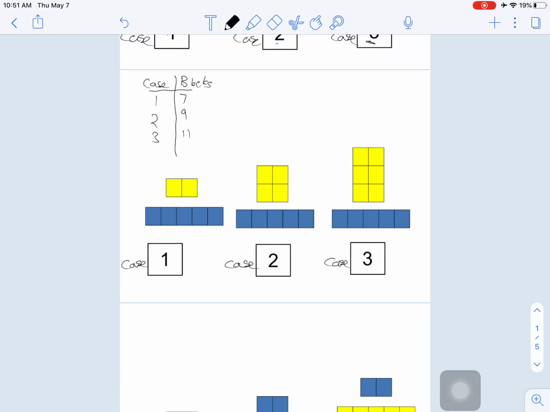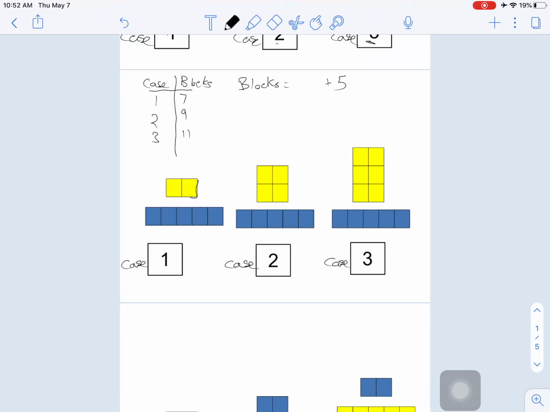Noticing this pattern, and again I color-coded these, what color of blocks remains the same? Right away in a pattern, I'll find what remains the same, what is not changing. You're right. It's the blue blocks. Now, blocks is equal to something plus 5, because we know blue blocks are always going to be there. Okay? Now, what plus 5?